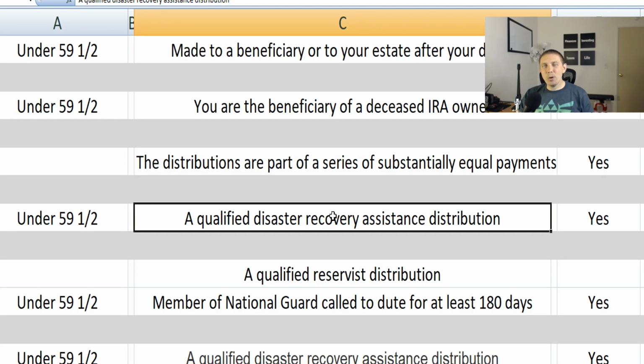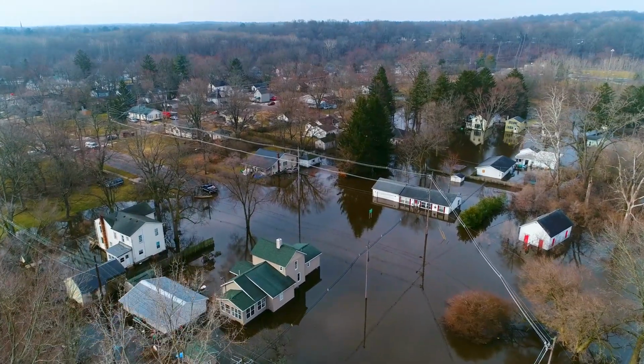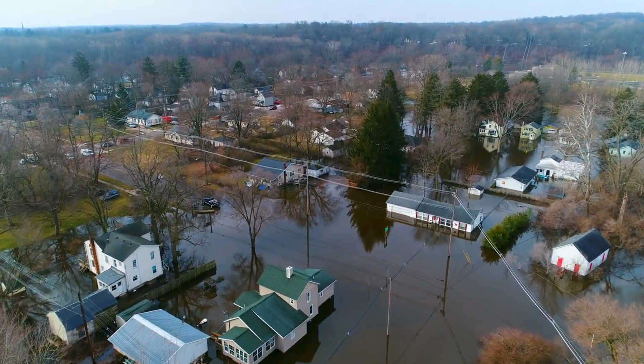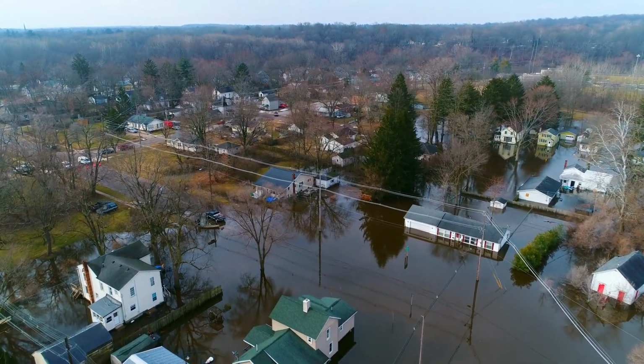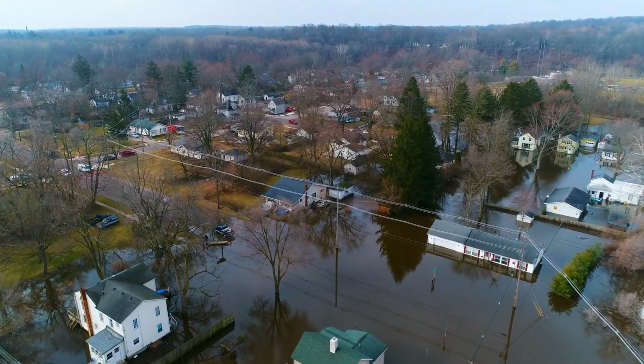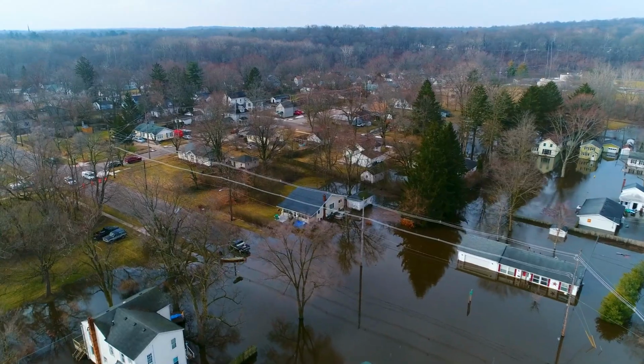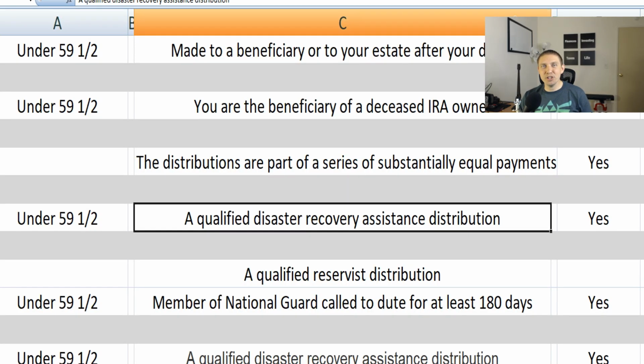The next area where penalties don't apply is a qualified disaster recovery assistance distribution. Let's say you've just gone through a hurricane, a tornado, or some qualified disaster area. Well, then distributions are going to be qualified to come out of your account without penalties, even if you're under 59 and a half, because you've just gone through some catastrophic event in your life and the government is giving you a break on that.